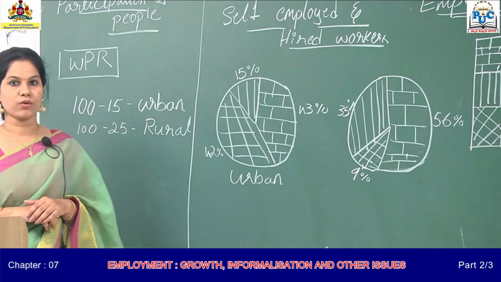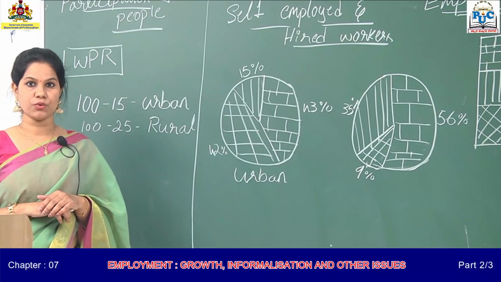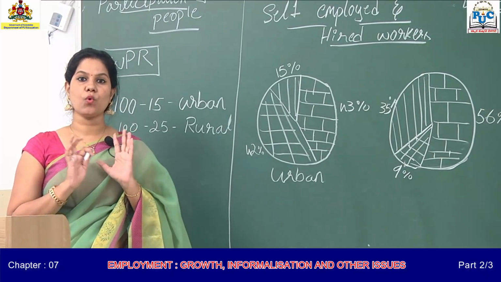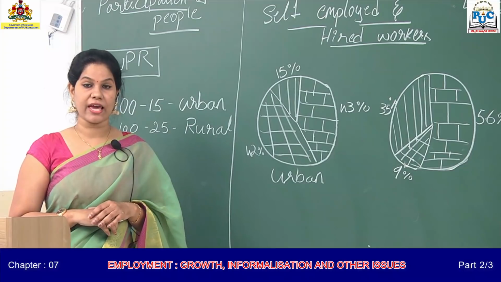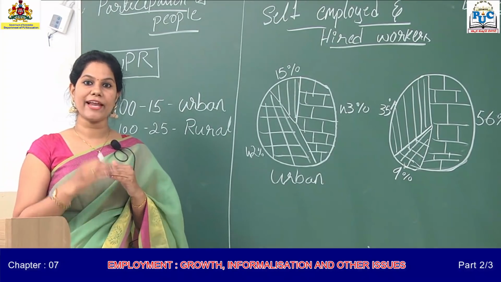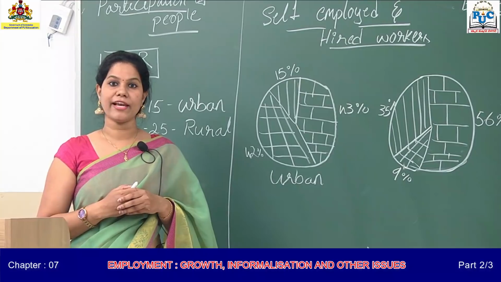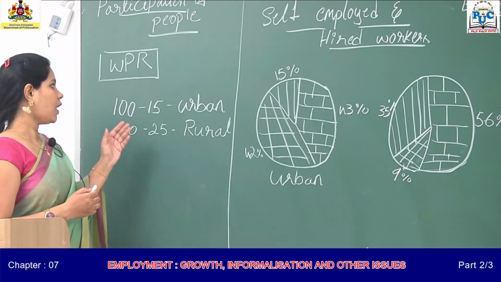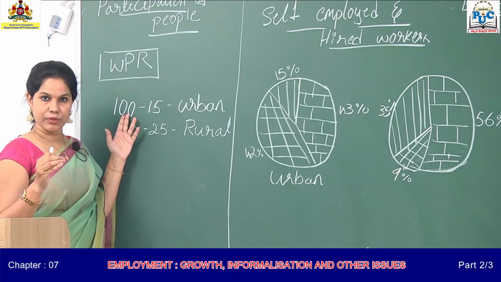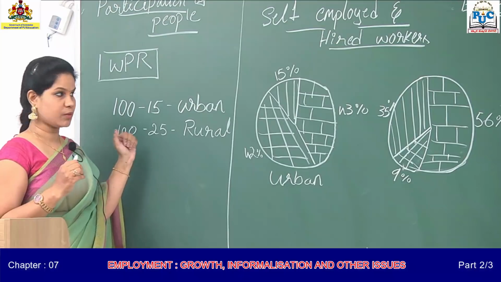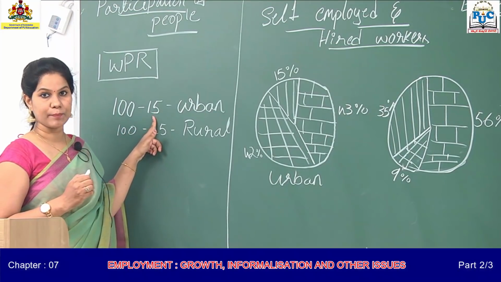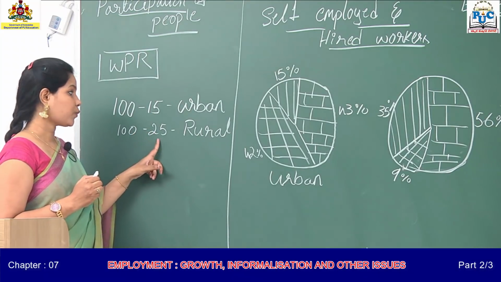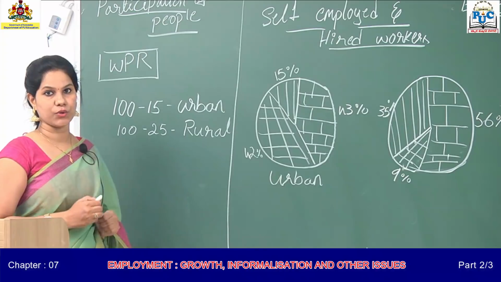When I was talking about it, I already briefed you that the male ratio is more than the female ratio. When it comes to the overall working population, we have observed that the male contribution to production and employment is very high. In 100 people, how many are employed in an urban place? Only 15 people are employed in the urban place. In a rural area, for 100 people, 25 people are employed.